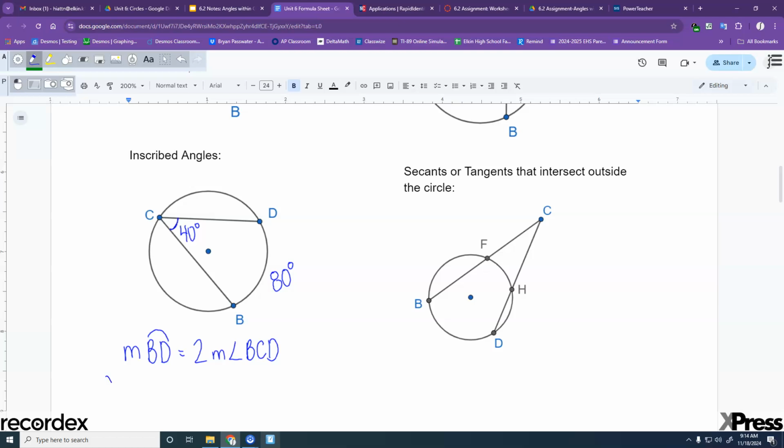And I would add myself a note right here: the measure of the inscribed angle is less than the measure of the arc.